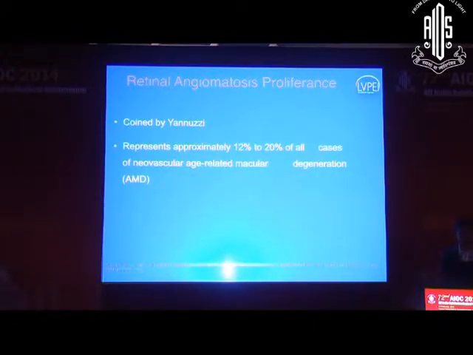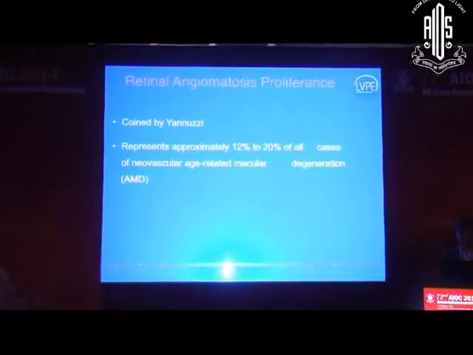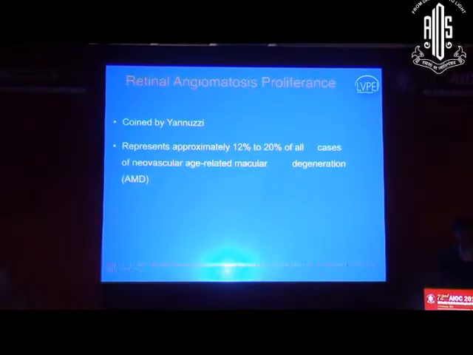Retinal angiomatous proliferation is a variation of AMD which you notice in these patients, where they look more like a CNVM. There is a mild variation which you see. First described by Yannuzzi, you see this variation in about 20% of AMD patients, and it is more common in white people when compared to our population.